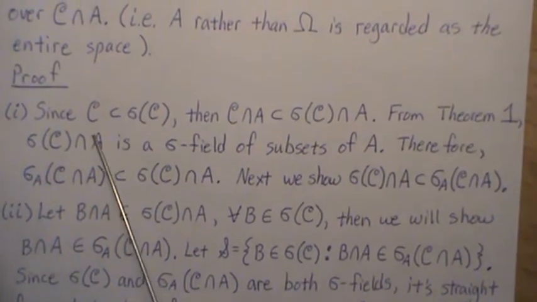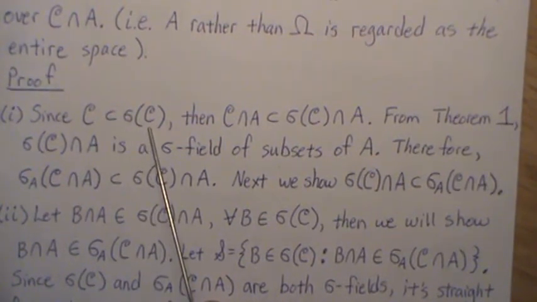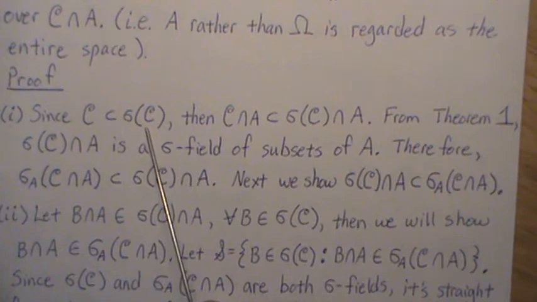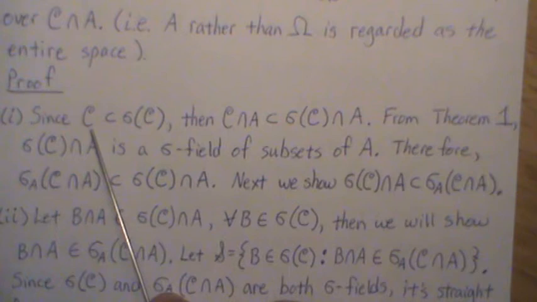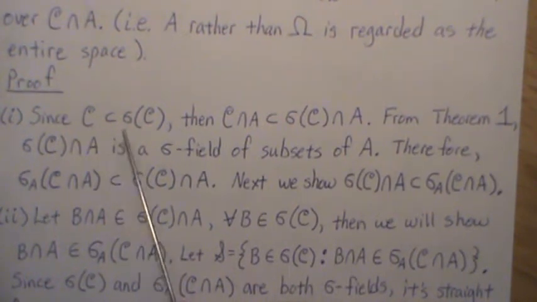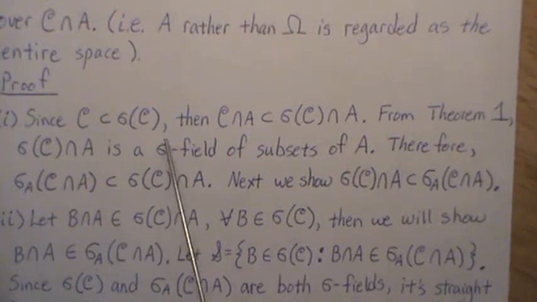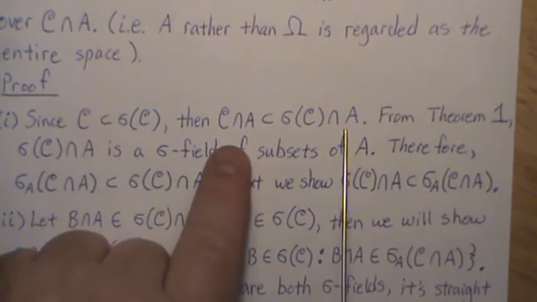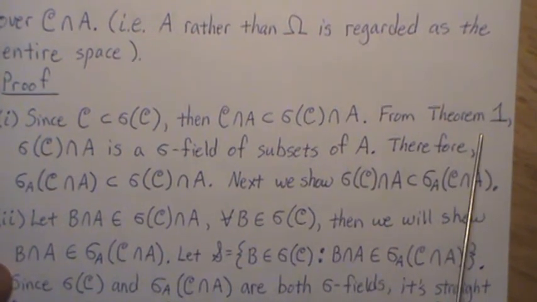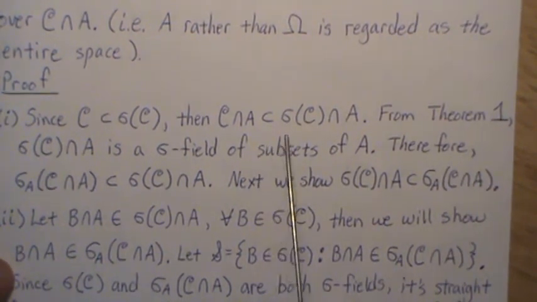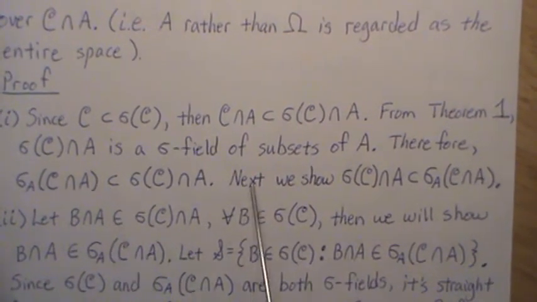Now, since the class of sets is a subset of the sigma field generated from the class of sets, right? This may not be a sigma field. In order to make it a sigma field, you have to add sets to it, and that's why it's a subset of the sigma field. That means if we intersect A on both sides, that this is a subset of that. Now, from Theorem 1, we know that this piece is a sigma field of subsets of A.